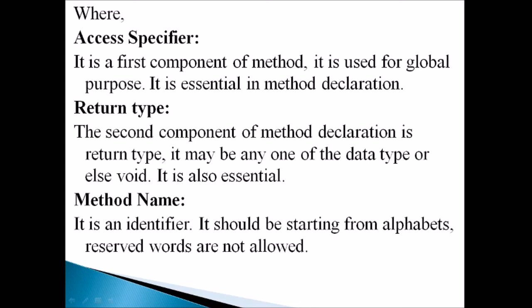And next one, return type. It is the second component of a method declaration, which is going to decide whether to return a value or not. In case the return type is any data type like int, char, then it can return any value. If it is void, it may not return any value. It is also essential in a method declaration. And the next one, method name. This is an identifier. Identifier means it is going to tell this is the method name. It should start with an alphabet, and reserved words or keywords cannot be used as a method name.